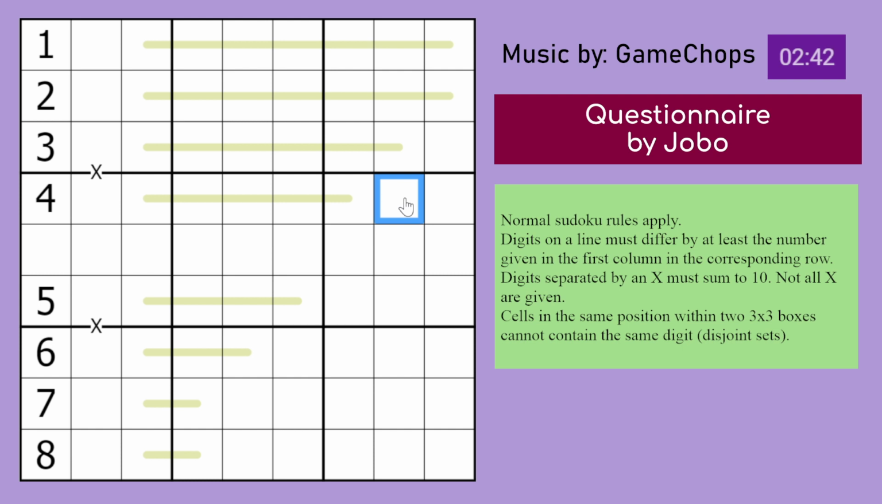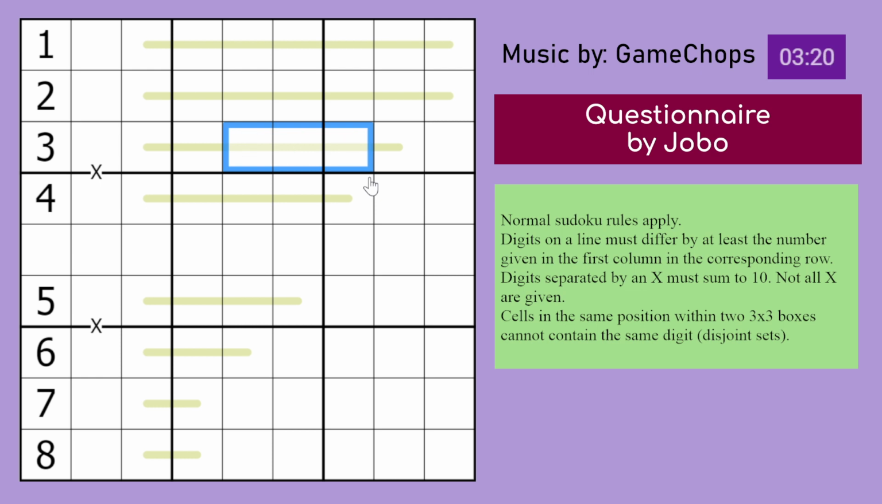Normal Sudoku rules apply. Digits on a line must differ by at least... So normal Sudoku rules: digits 1 to 9 in every row, every column, and every 3x3 box. Digits on a line must differ by at least the number given in the first column of the corresponding row. So for example, this line over here has a 3 in the first column of its row, and so each digit along the line has to differ by at least 3. So something like this.